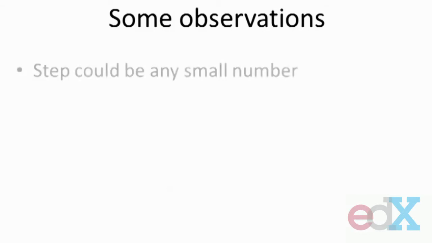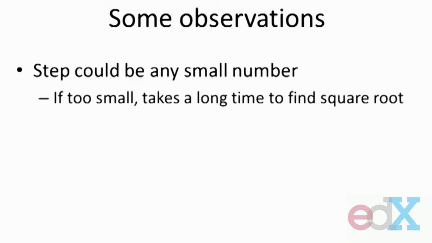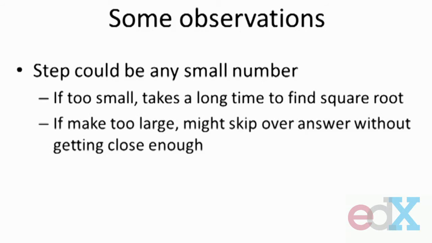Now, what are some things that we might think about with this? Well, one of them is, how big a step size should I pick? It can be any small number, but one of the problems is if I make it really small, it's going to take a long time to find the square root. On the other hand, if I make it too large, I might skip over the answer without actually getting close enough. Let's look at a couple of examples of that.